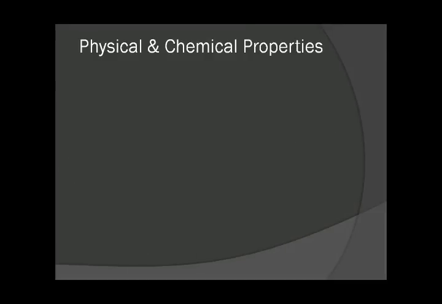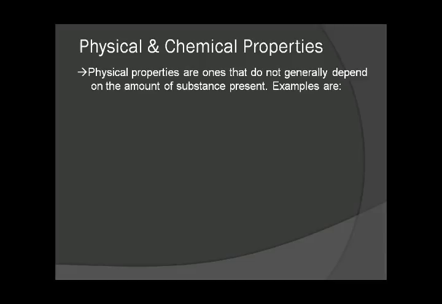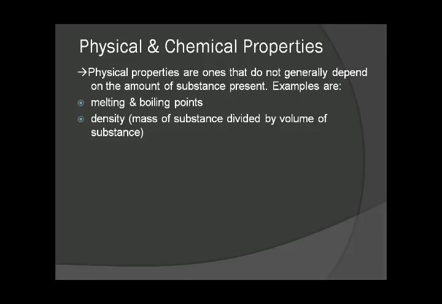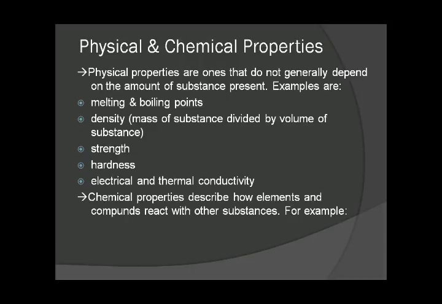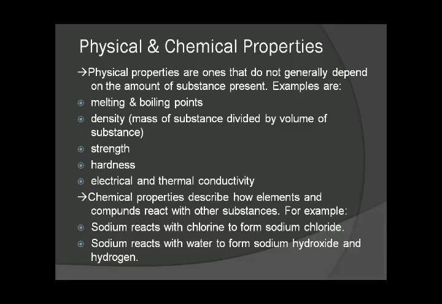So we're discussing physical and chemical properties. Physical properties are ones that do not generally depend on the amount of substance present. Examples are melting and boiling points, density, which is the mass of a substance divided by its volume, strength, hardness, and electrical and thermal conductivity. Chemical properties, however, describe how elements and compounds react with other substances. For example, sodium reacts with chlorine to form sodium chloride. Sodium reacts with water to form sodium hydroxide and hydrogen.